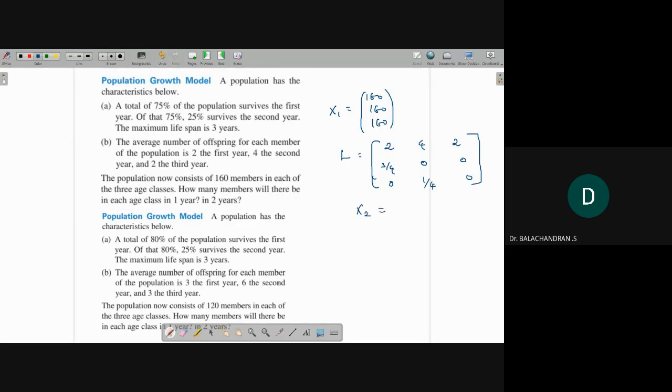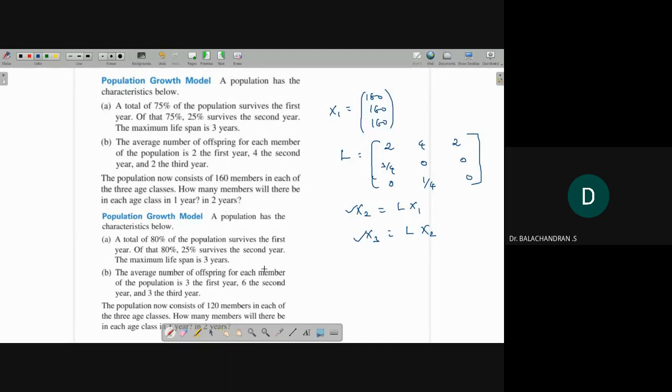x2 is equal to L into x1. This is L, this is x1. So this x2 is the answer for how many members will be there in each class in the first year. Next, for 2 years, you should find x3. x3 is equal to L into x2. So you need to find x2 and x3. The x2 is the answer for the first question, how many members will be in each class in the first year. x3 is the answer for the second question, how many members will be in each class in 2 years.